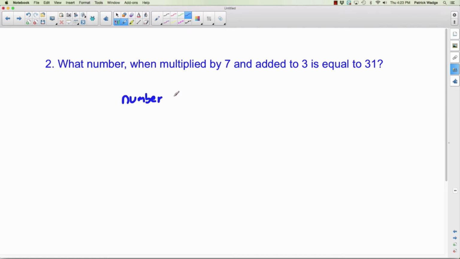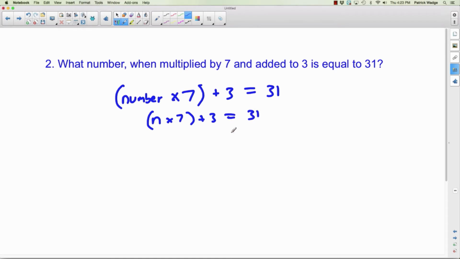And you're going to multiply it by 7. You're going to do that first. Then you're going to add 3, and it's going to equal 31. Well, wait a minute. Couldn't we just use our algebra we've done before? Instead of writing number, what could I write? How about n times 7 plus 3 equals 31? Well, wait a minute. Instead of writing n times 7, what's a faster way of doing n times 7? How about 7 times n, or 7n plus 3 equals 31?